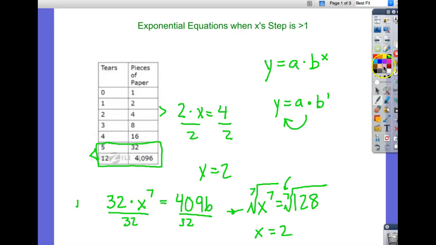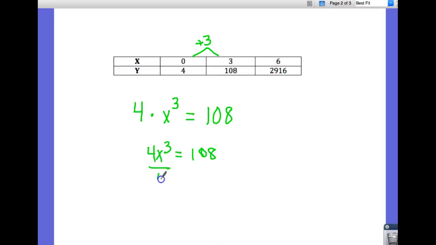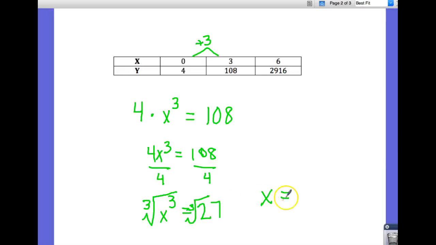Let's look at a couple other examples. So here I've got a step of 3 for x, and I'm going from 4 to 108. So I'm just going to ask myself, 4 times some number 3 times is going to be 108. Okay, so let's solve this. 4x cubed is 108, divided by 4. x cubed is 27. And then the cube root of both sides, and x is the cube root of 27, which is 3.